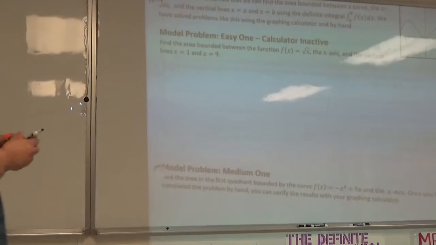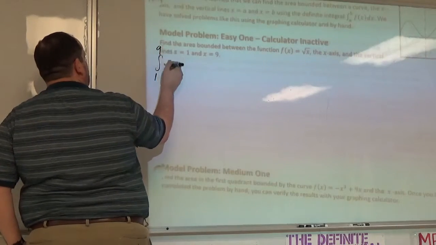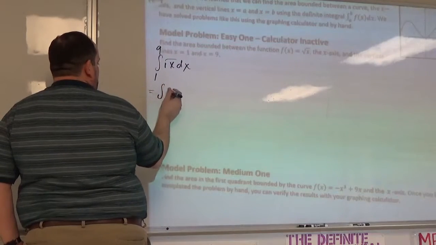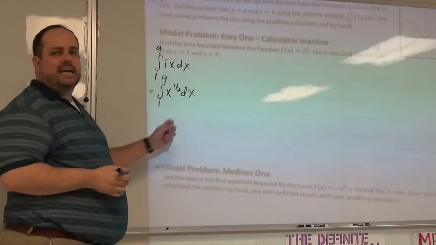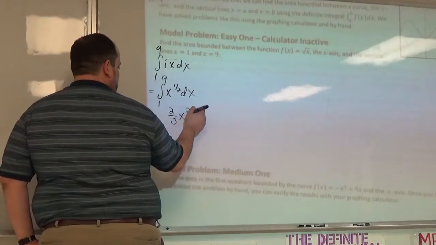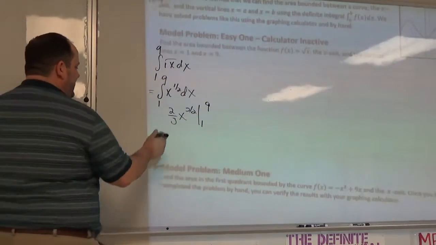Okay. So, I've seen on a whole lot of papers, I'm going to do an integral from 1 to 9, square root of x dx. I have to rewrite square root of x as x to the half dx. The antiderivative, you guys all know, is 2/3 x to the 3/2. We evaluate from 1 to 9.